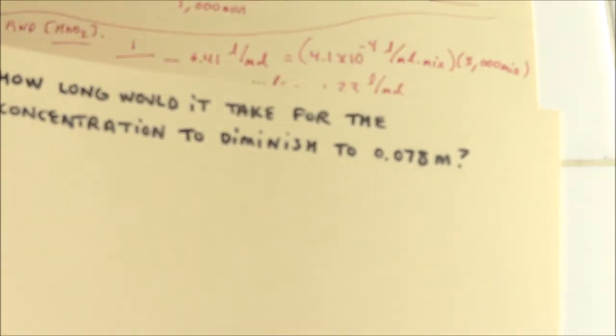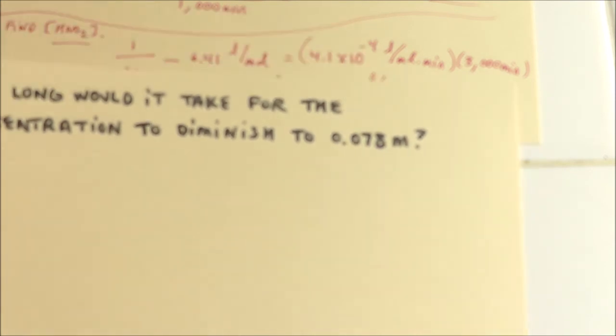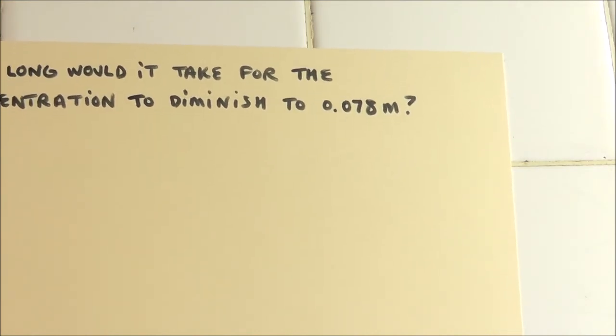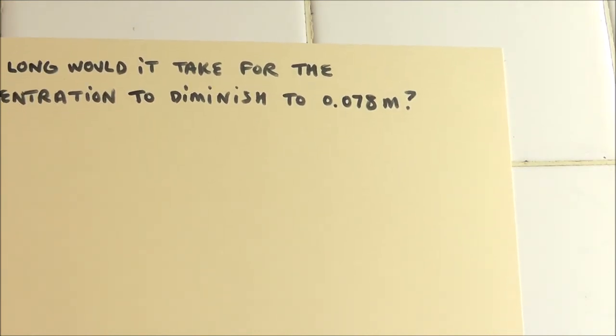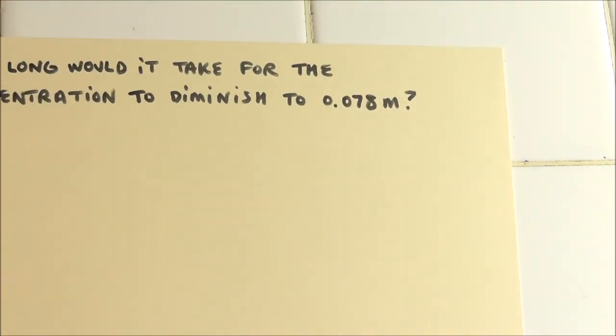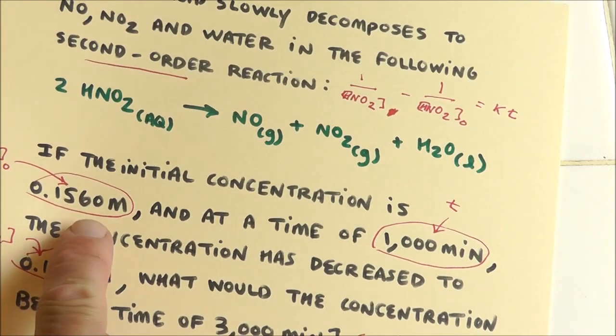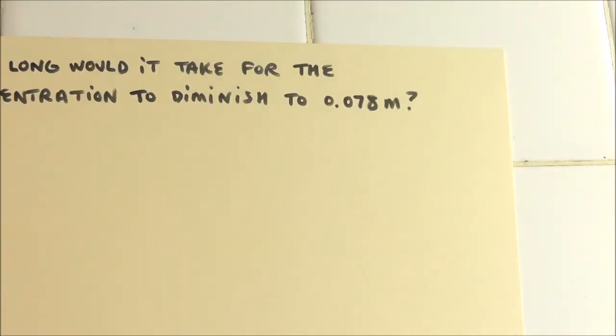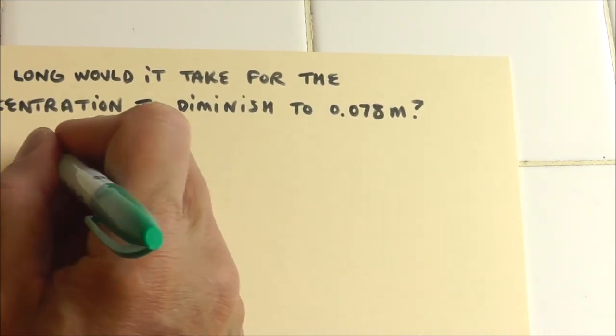Hey, another question. How long would it take for the concentration to diminish to 0.078? So a continuation of this, but what would make it go down to 0.078? And you know why I picked that number when I thought this problem up? That's half. How long does it take for it to go down to half of the initial? So this time I have the same equation. I'll write it with a fatter pen this time.